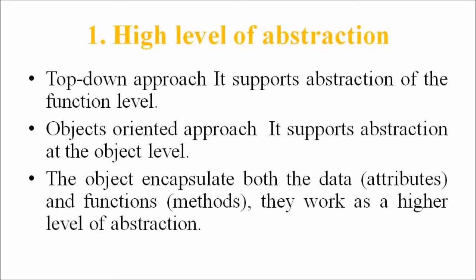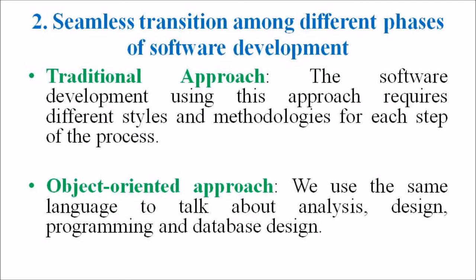The second point is a seamless transition among different phases of software development. In the traditional approach, software development requires different styles and methodologies for each step of the process, so moving from one phase to another requires a more complex transition. In the object-oriented approach, we use the same language to talk about analysis, design, programming, and database design. It reduces the level of complexity and redundancy, which makes for clearer and more robust system development.